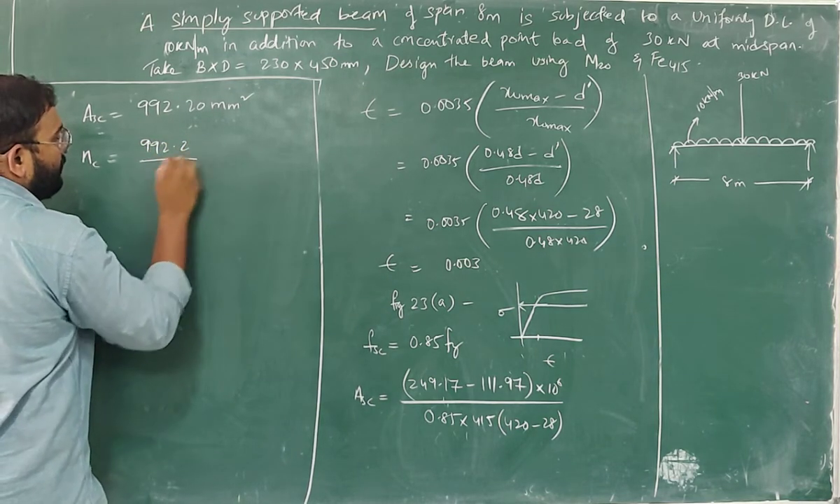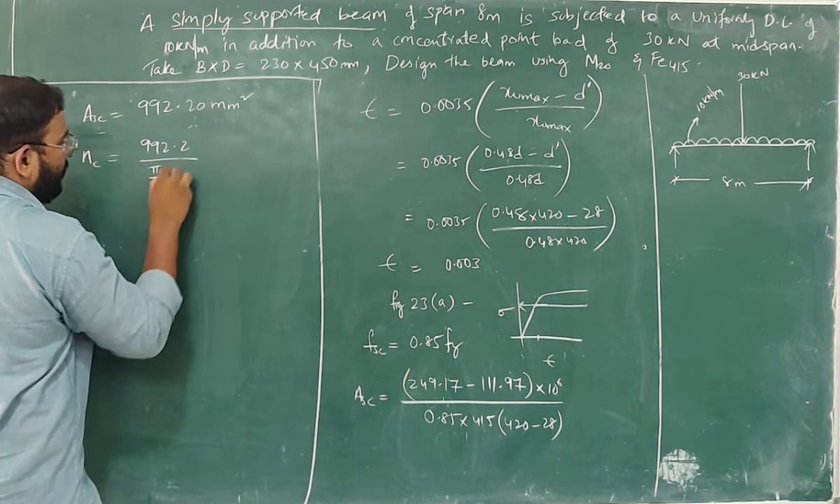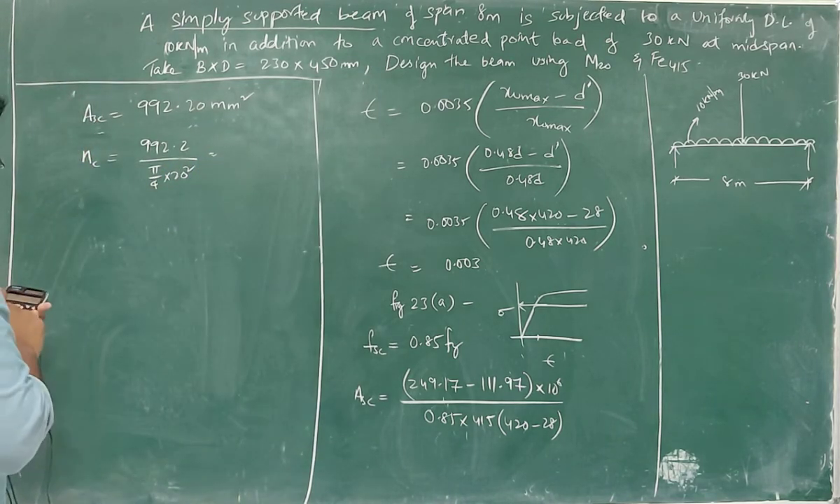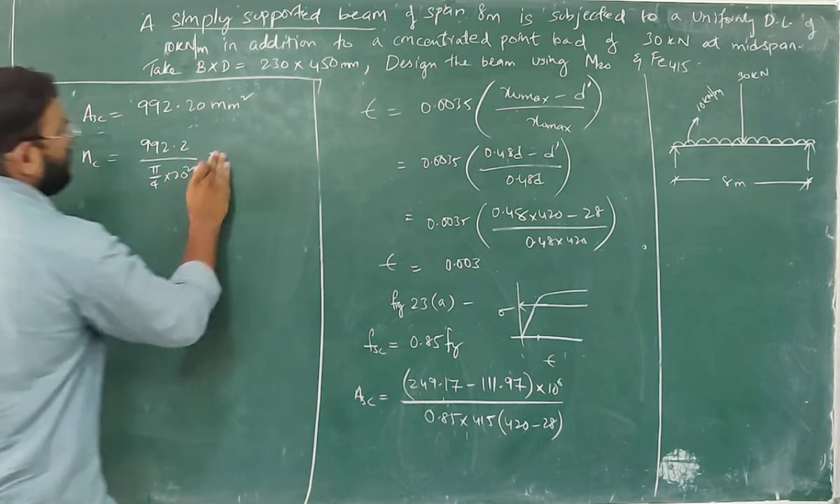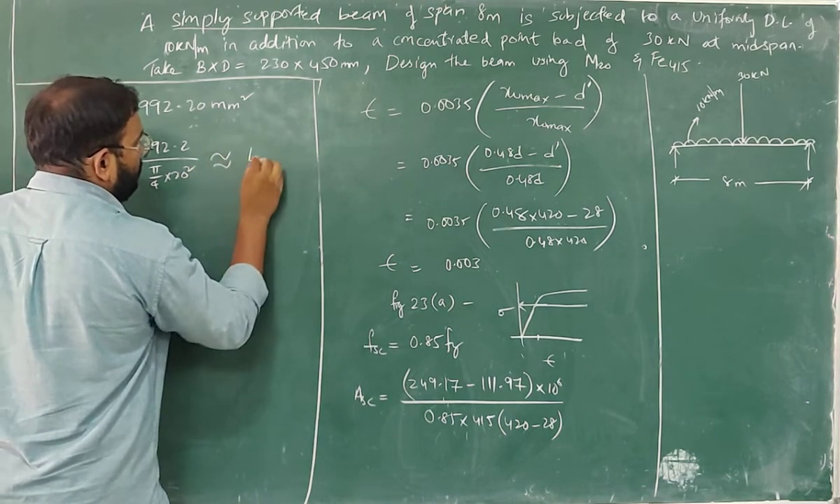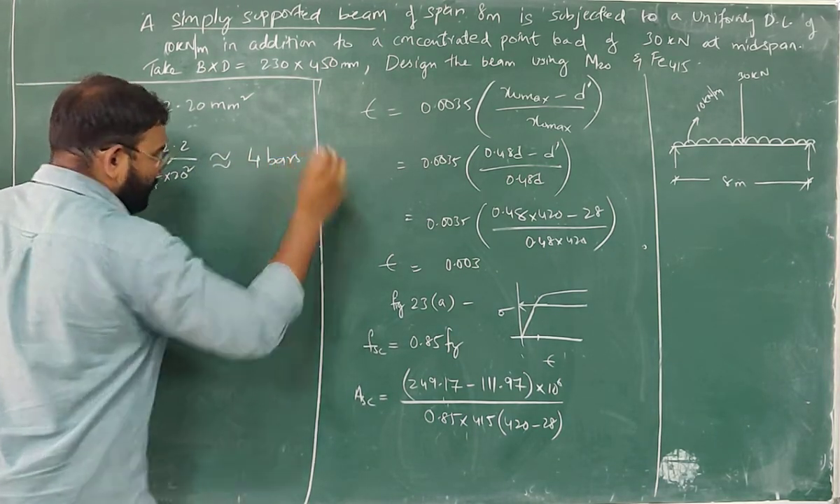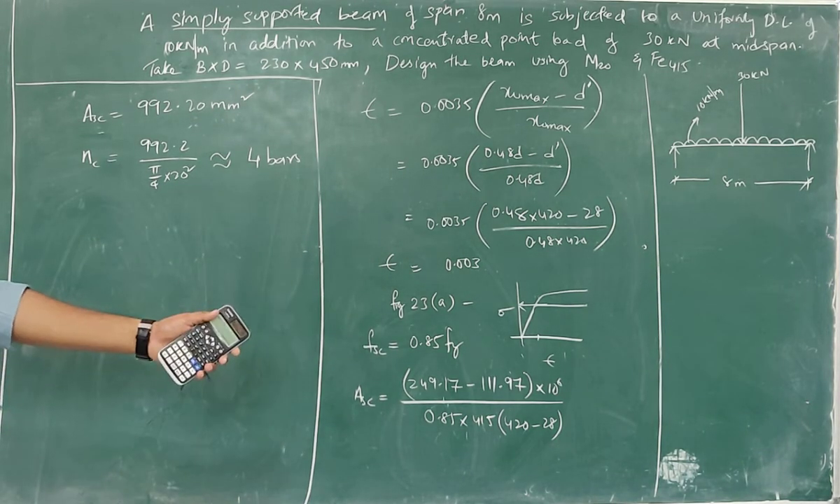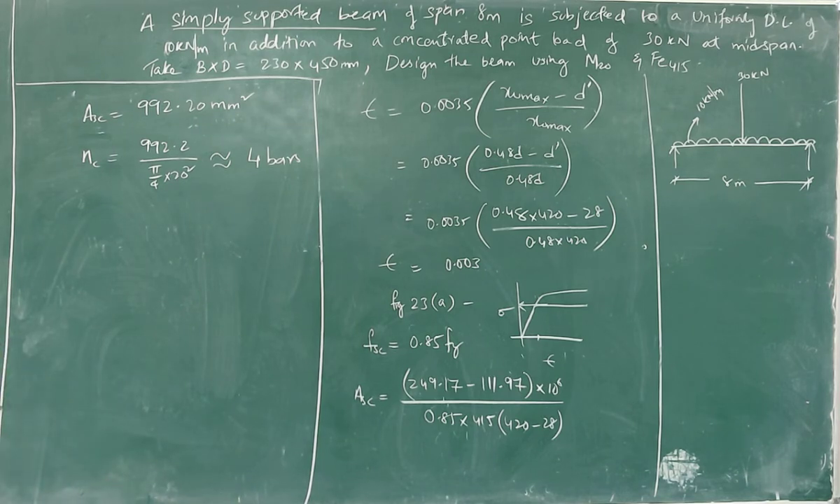Now number of bars required, NC is equal to 992.2 divided by pi by 4 into 20 square. So approximately 4 bars. Four bars are required here. Now what is the next step? Diagram you need to draw.